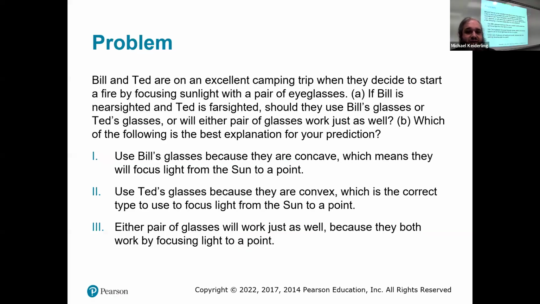So Bill and Ted are on an excellent camping trip when they decide to start a fire by focusing sunlight with a pair of eyeglasses. If Bill is nearsighted and Ted is farsighted, should they use Bill's glasses or Ted's glasses, or will either pair of glasses work just as well? Which of the following is the best explanation for your prediction? You use Bill's glasses because they're concave, which means they will focus light from the sun to a point. Use Ted's glasses because they're convex, which is the correct type to focus light from the sun to a point. Or either pair of glasses will work just as well because they both work by focusing light to a point.